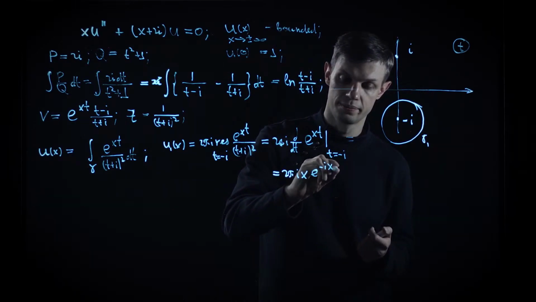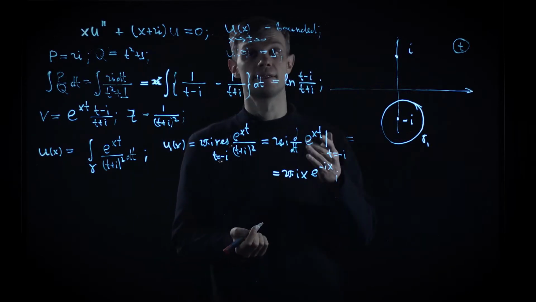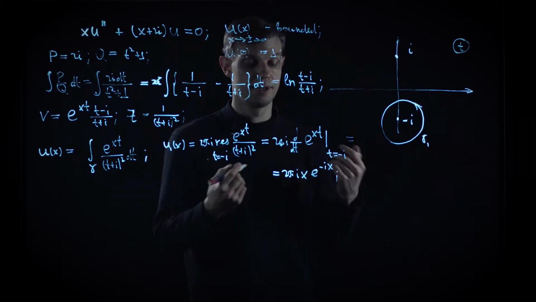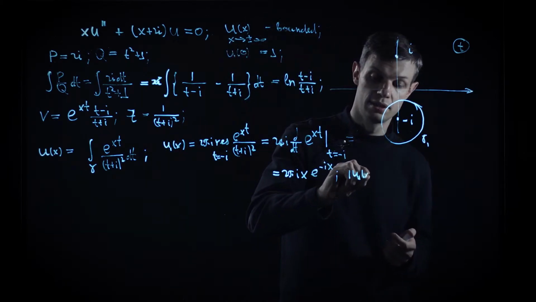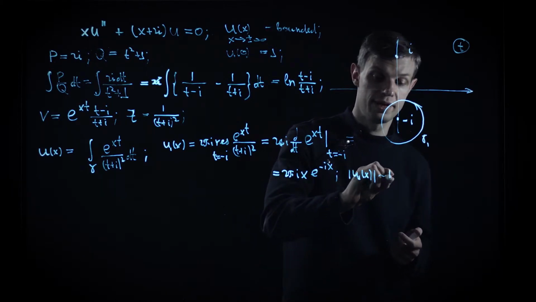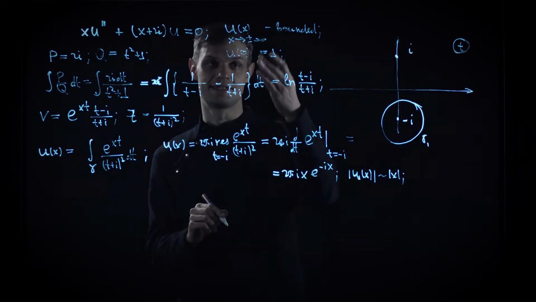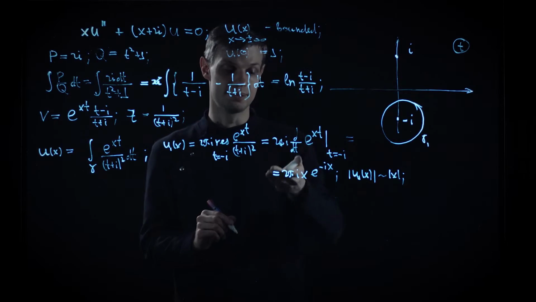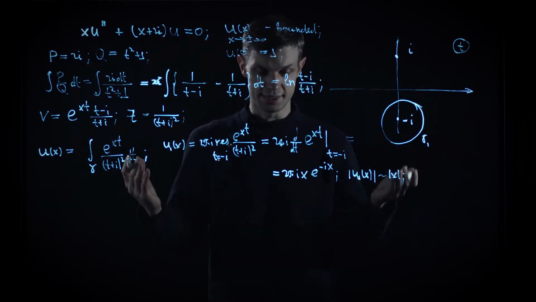minus i x. Oh, quite a nice solution, but the problem is that it's unbounded at x tending to plus or minus infinity, because the modulus of u1 of x behaves as the modulus of x. And even worse, at x equal to 0, it can't be normalized. It's equal to 0. So this solution doesn't satisfy us.